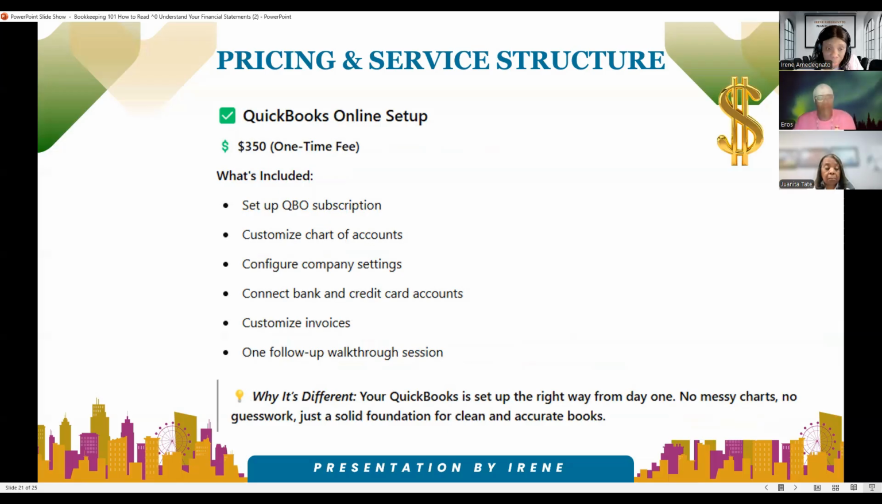And what is included? Someone says, hey, I want to do my own bookkeeping, but can you please set up my QuickBooks Online? Yes, I can set up your QuickBooks subscription. I just need to learn about your business to pick the right subscription for you, and also customize the chart of accounts. What is the chart of accounts? It is the list of all the accounts you are going to use during your business. And then I can customize this for you. I can also configure the company settings.